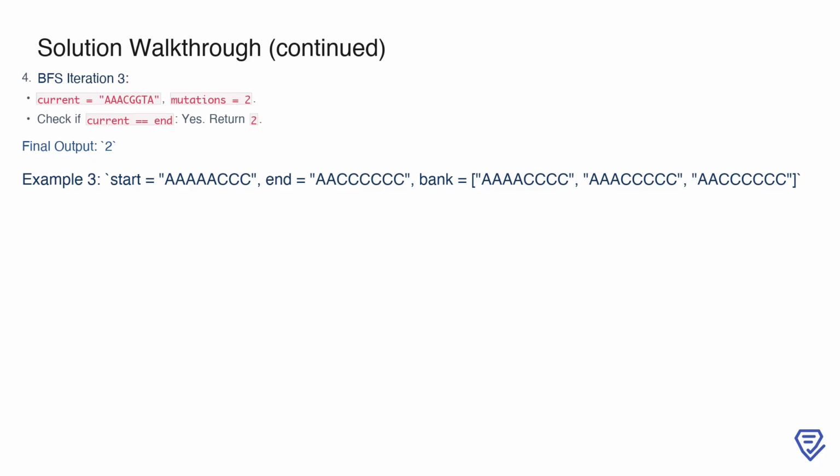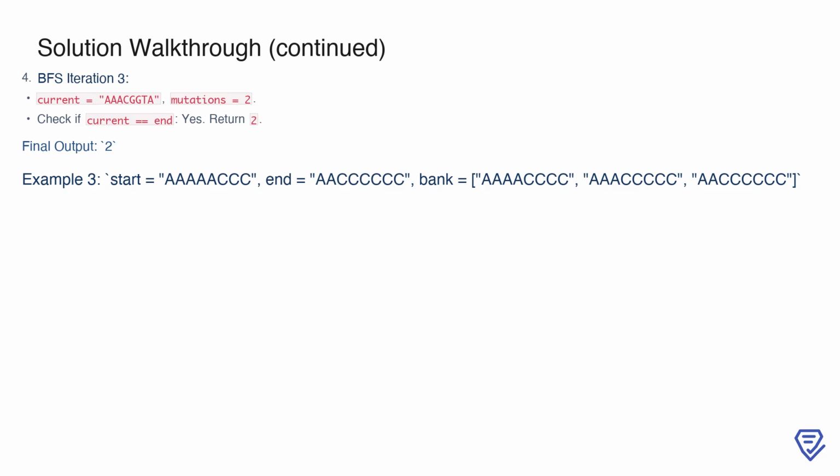In the third BFS iteration, we dequeue AACGGTA with a mutation count of 2. Here, we check if the current sequence matches the target sequence. Since AACGGTA is indeed the end sequence, we return the mutation count of 2 as the result. This indicates that it takes 2 mutations to transform AACCGGTT into AACGGTA using the given bank. The final output for this example is 2.